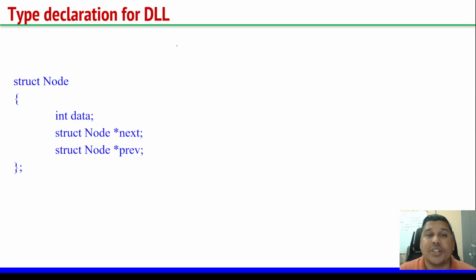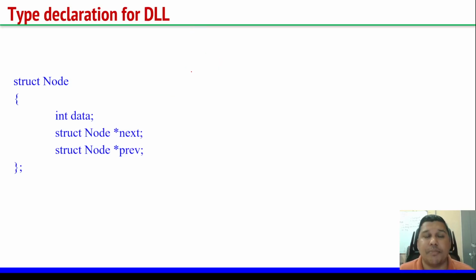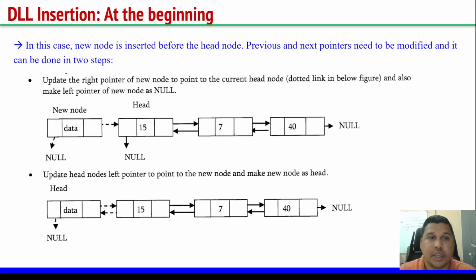Now, what are the operations here in double linked list? Insertion has 3 operations: inserting at the beginning, inserting at the end, and inserting at any given position. Let us see each one of them. How do we insert an element at the beginning?